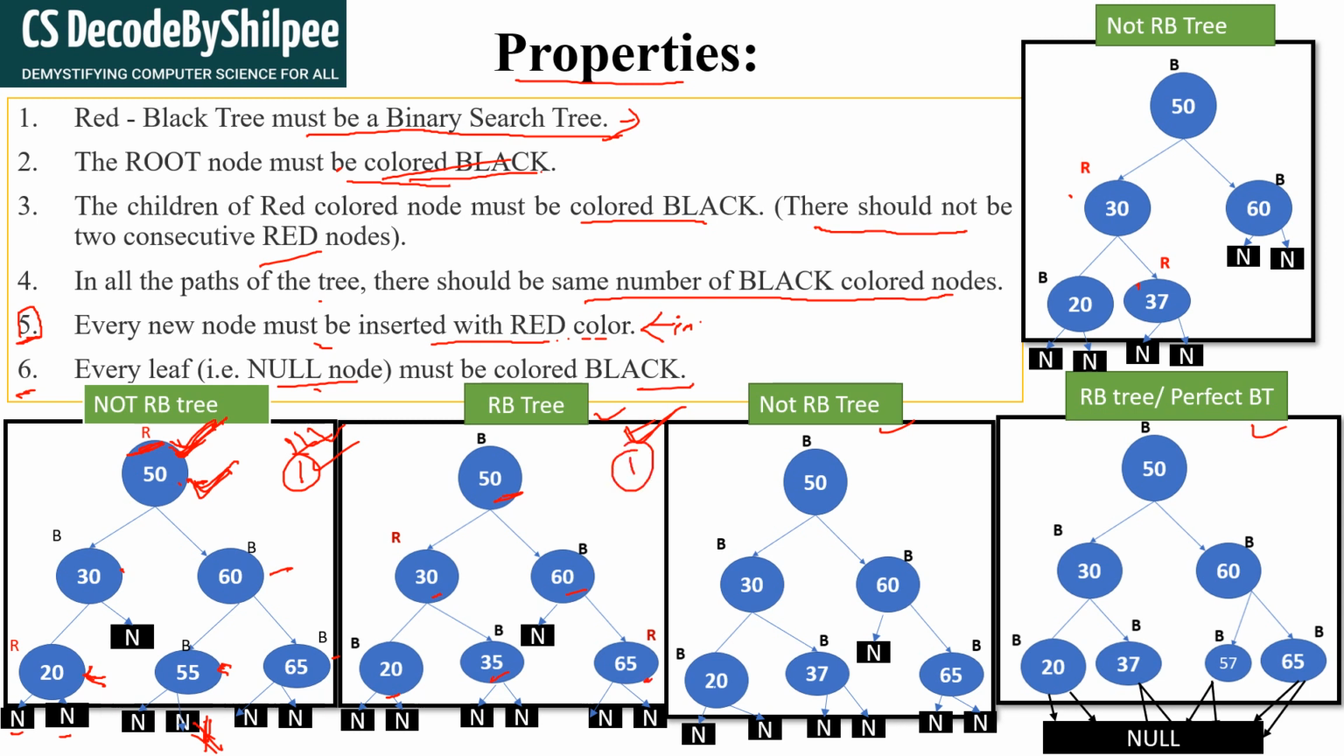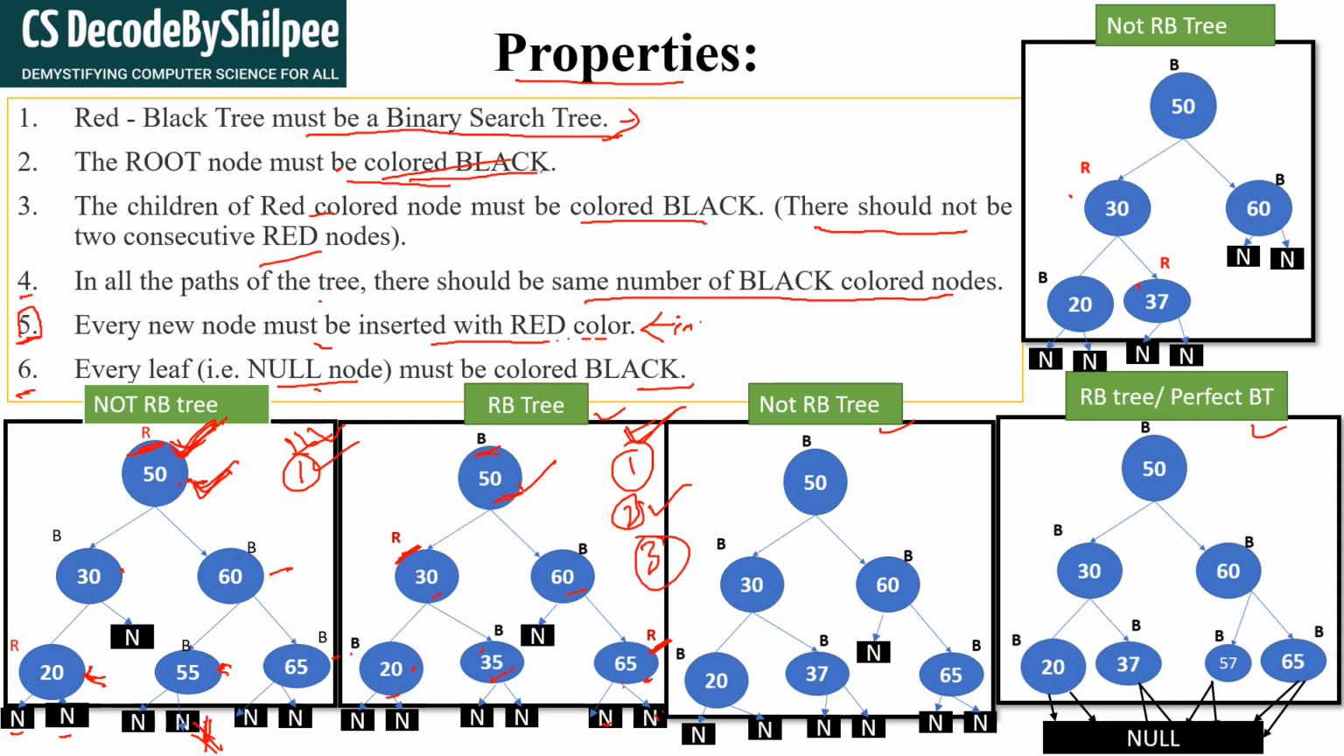Second property, root must be black colored. Yes, root is black color. So second is also following. Third, the children of the red colored node. Where is the red colored node? This is the red colored node. Its children are 20 and 35. Both are black color. Yes, this is also following. The next red color is 65. 65's children are null, null, and both are black color. So third property is also following.